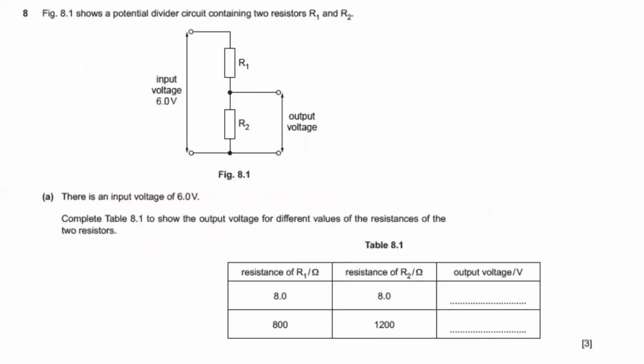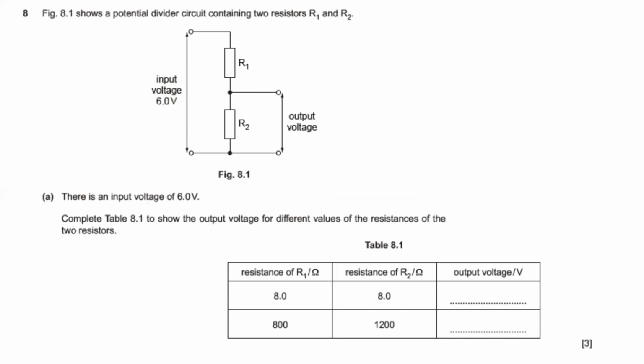Okay, so next question is question number 8. It says that figure 8.1 shows a potential divider circuit containing two resistors R1 and R2. So we have these two resistances R1 and R2. So the input voltage across these two resistances is 6 volts, and the R2 is the resistance across where we are taking the output voltage.